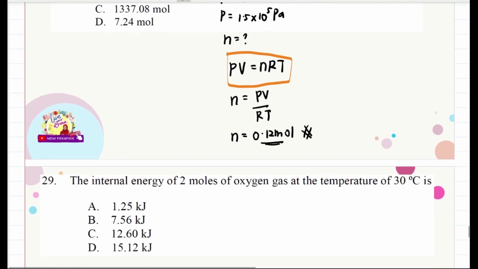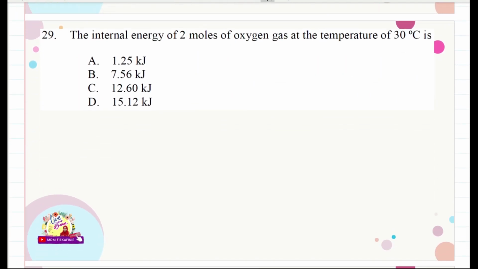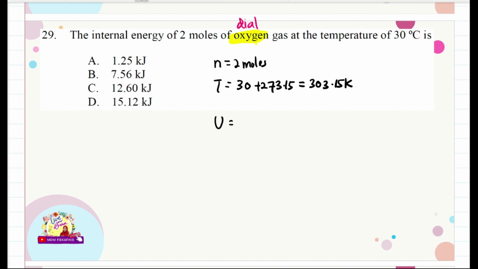Next, 29. Given that n is equal to 2 moles of oxygen gas at the temperature, so we want to calculate the internal energy. So, T soalan dah bagi 30 degrees Celsius, make sure you change to Kelvin. Okay, so this one is 303.15. You nak cari the internal energy, right? U. So, formula dia apa? Dia punya gas ini oksigen. Okay, so this is diatomic gas.